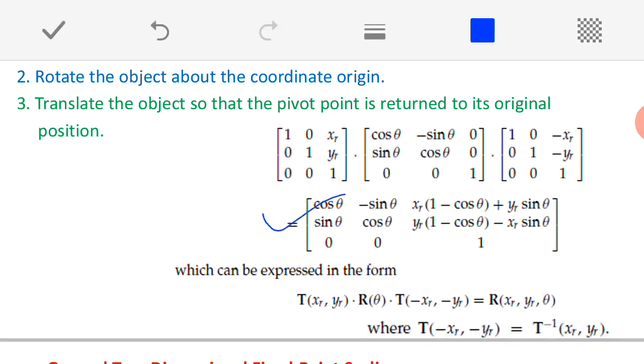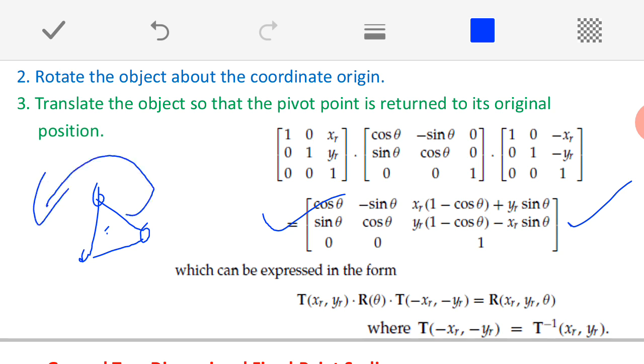This matrix you can use. Now, this matrix is applicable for what? Rotation of any object about a pivot point which is other than the origin. See, now if I want to perform the rotation of this particular triangle about the center of this point here, then every vertex of this particular object is to be multiplied with this matrix. Then automatically I will get a rotated triangle about a pivot point.